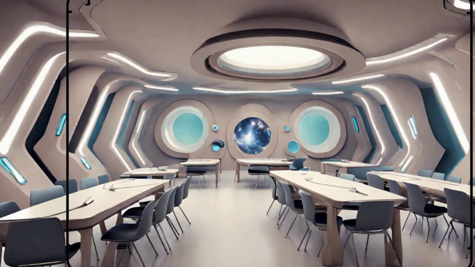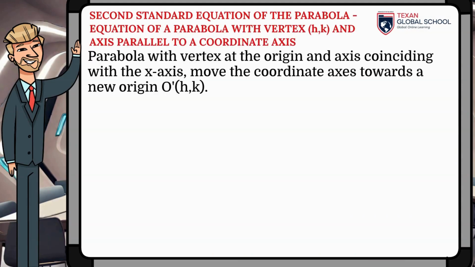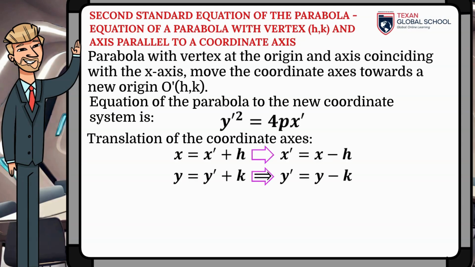If we now consider a parabola with vertex at the origin and axis coinciding with the x-axis, we can perform the translation of coordinate axes. The coordinate axes can be moved parallel to a new origin h, k. The new parallel coordinate axes will be x' and y', generating new coordinates. Then, the equation of the parabola referred to the new coordinate system is y' squared equal to 4 times p, x'. Performing the translation of coordinate axes, isolate x' and y'.